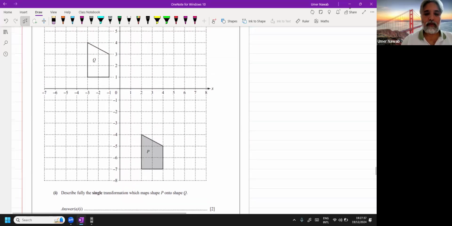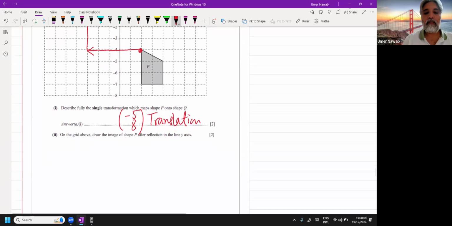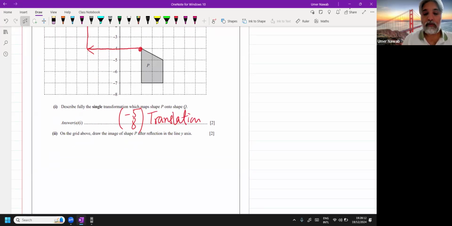Now, obviously, this is translation because the orientation and the size of the shape have not changed. Someone just dragged it to the left. How much? I'm picking this point and this point. 1, 2, 3, 4, 5. 5 left. 1, 2, 3, 4, 5, 6, 7, and 8. So 5 left. I need to write it in column vector form: 5 left and 8 up. Don't forget you have to mention translation. So 1 mark for translation and 1 mark for writing the correct column vector.